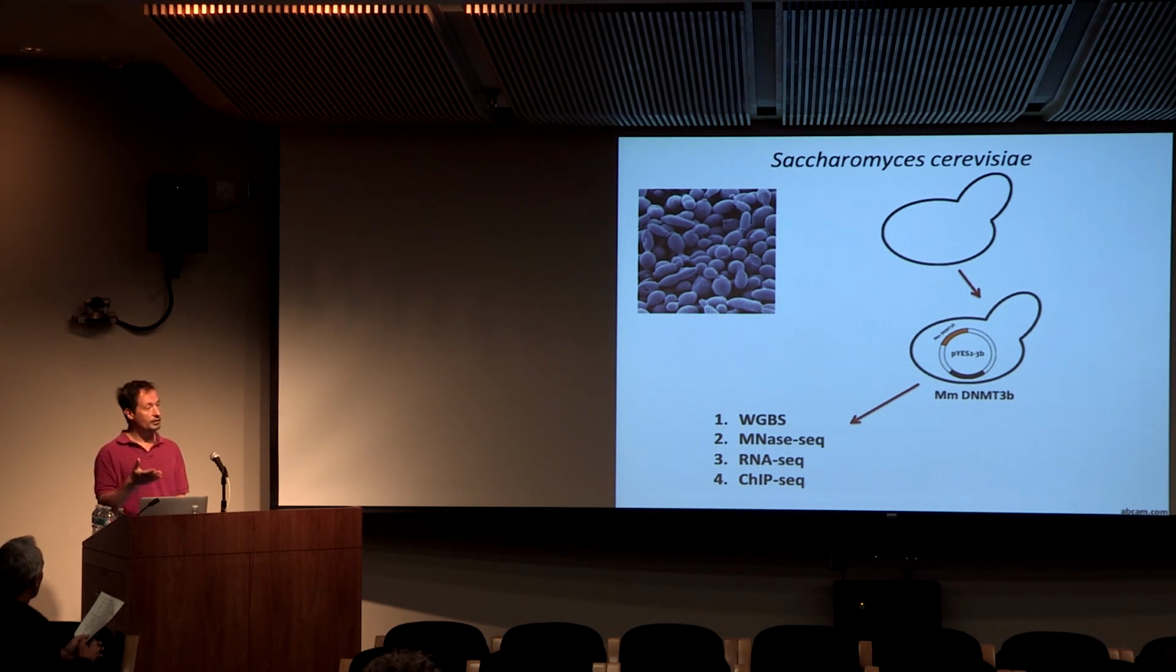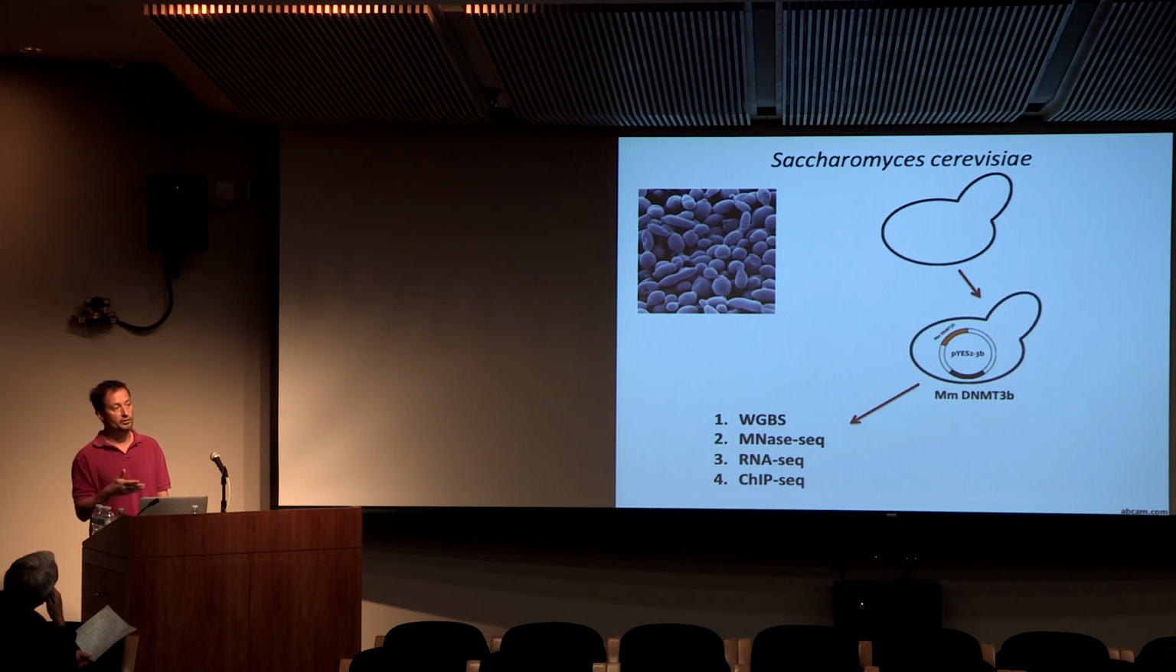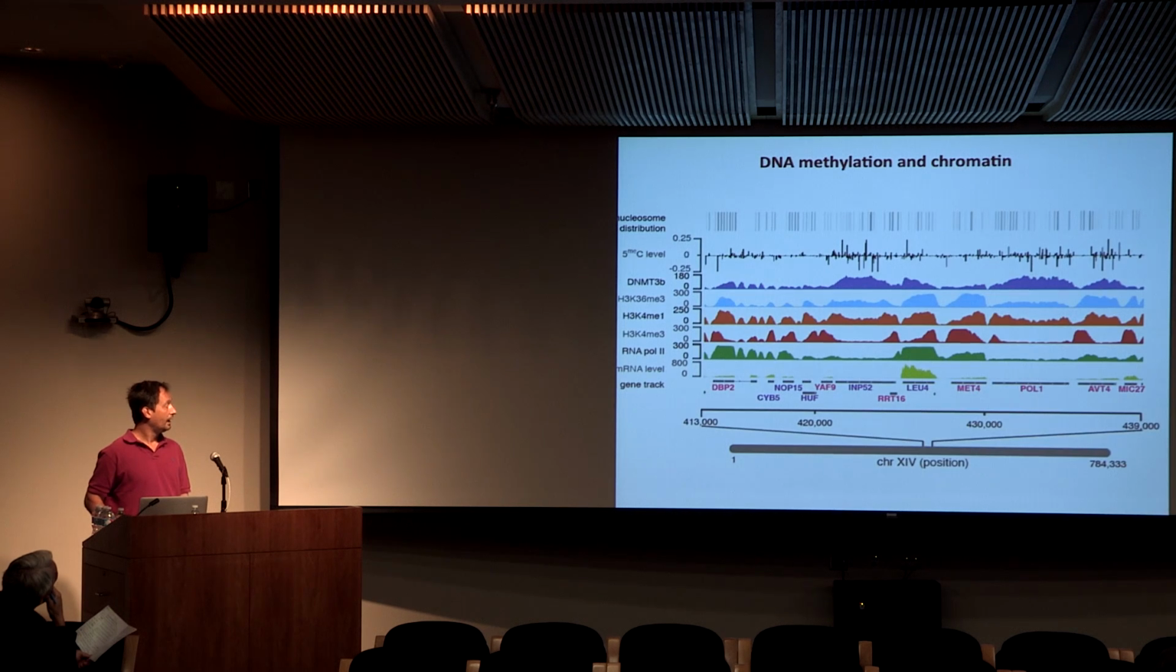But then we also asked, is the patterning of methylation affected by other things? So could it be affected by nucleosomes and DNA accessibility? For that, we used micrococcal nuclease digested DNA sequencing to see where the nucleosomes are positioned. We also looked at RNA sequencing to see if there was some effect between transcription and the patterning of DNA methylation. And we also looked at ChIP sequencing to see if certain histone modifications might be tightly correlated with DNA methylation. And so when we do all that, we get images that look like this.